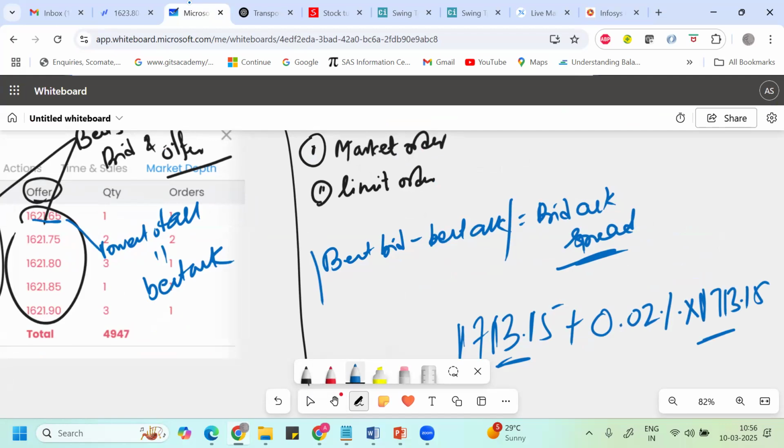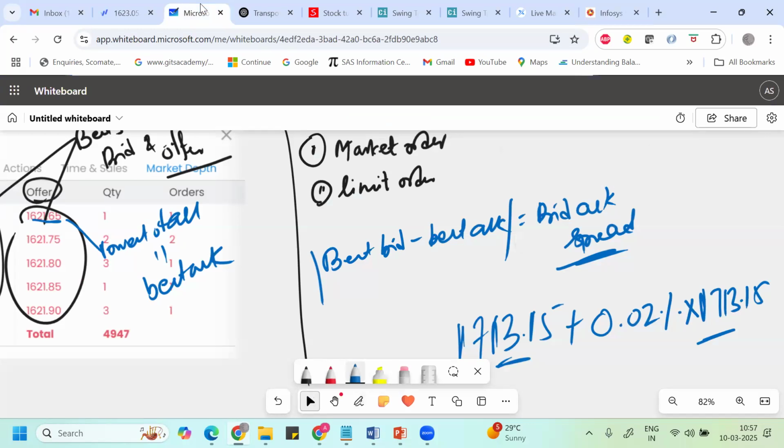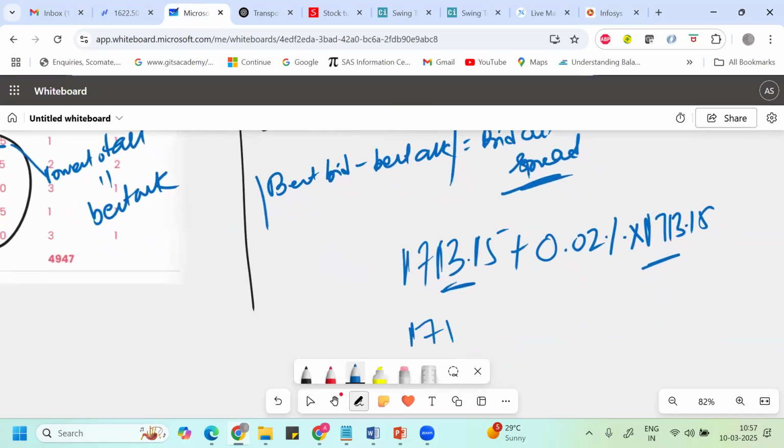When you're buying and selling, there should be enough buyers and sellers in the market, and because of that, at certain times you're not able to buy at the price at which the stock is trading. The extra you need to pay for buying, the extra for liquidity, is called impact cost. Similarly, when you are selling, you may not be able to sell. Imagine I'm holding shares of Infosys and I want to sell them. I may not be able to sell at 1713.15. I end up selling below this price. Why is this happening? Because of the problem of impact cost, because of the problem of liquidity.